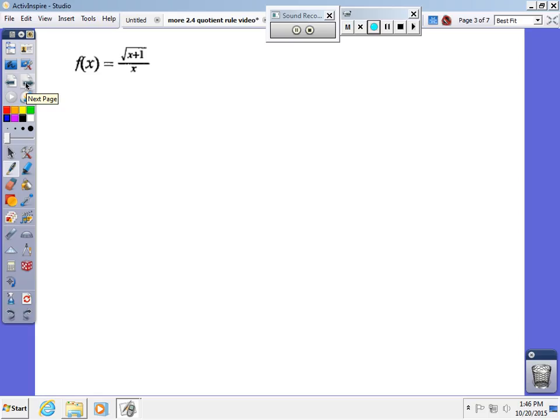The second one, kind of the same thing, just a quotient rule. I'm not going to do the quotient rule. I'll do this one. This one's a little bit more complicated. Actually, hold on a second. Let's do this one. I'll skip that one too.